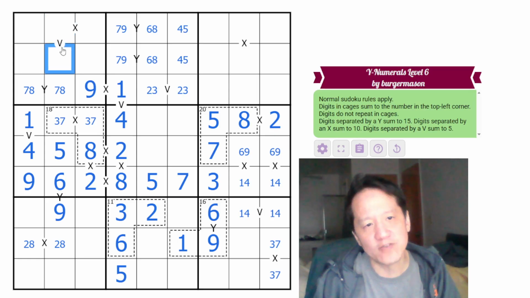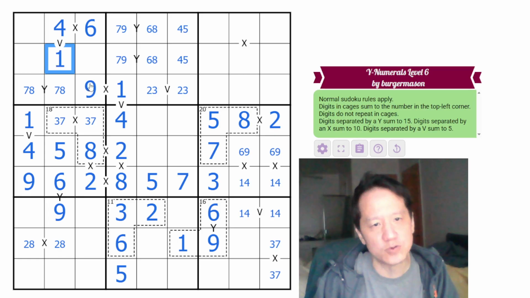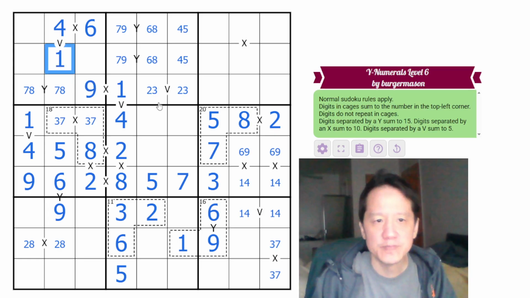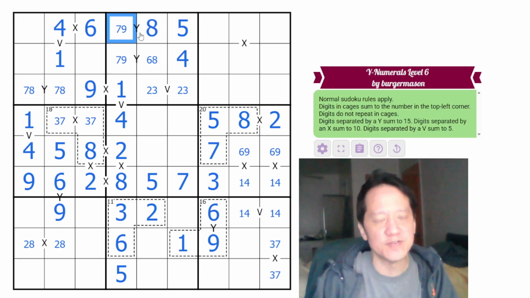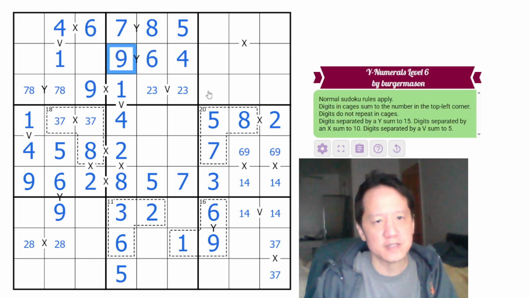And the 6 can never be next to a V, so this must be 4, which makes that a 6. The 4 is next to a 1, so this is a 1. And this can't be 4 anymore, so this is 5, which makes that a 4. This can't be 6 because of that 6, so this must be 8, which adds up with 7 to add up to 15. Therefore, this is 6, and this is 9 then.